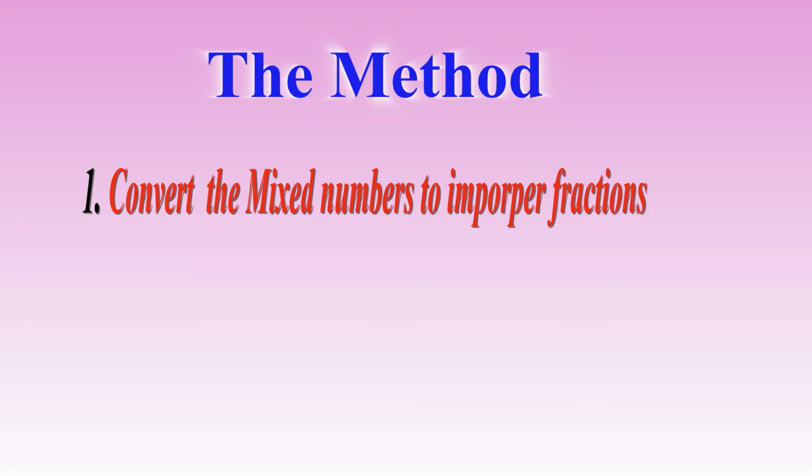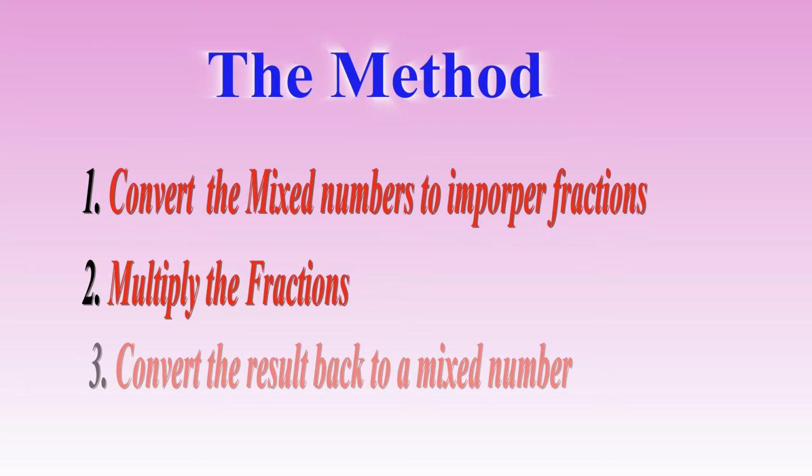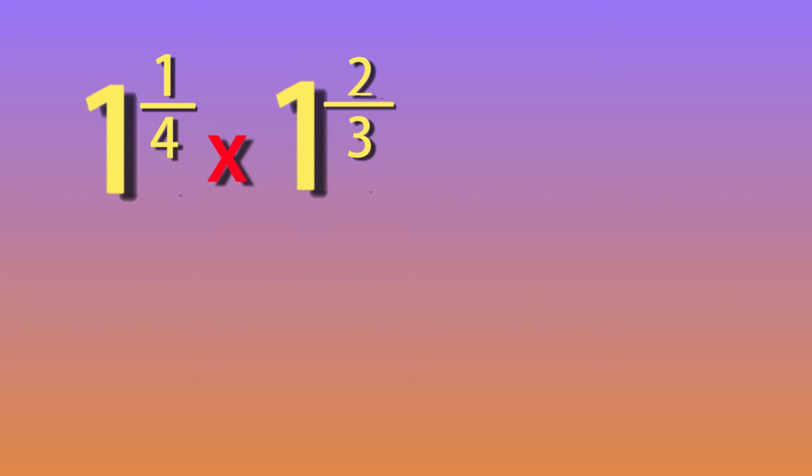There are three steps to multiplying mixed numbers. In the first step, you convert the mixed numbers to improper fractions, and then in the second step, you multiply the fractions together, and in the third step, you convert the result back to a mixed number. Okay, let's work on these examples.